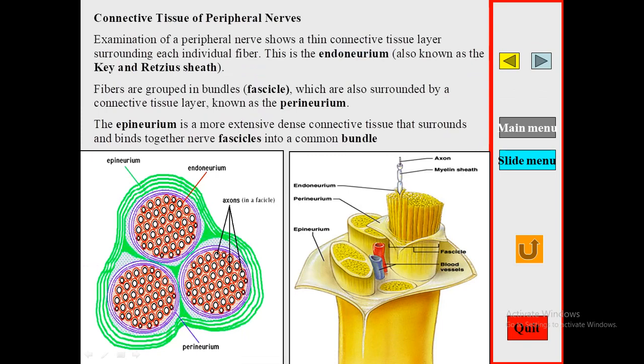Electron microscope. ثم انتقلنا to the connective tissue which wraps the peripheral nerve or the nerve trunk, and we said that a single axon is surrounded by a connective tissue which provides the blood supply for the axons, which is called the endoneurium, while a fascicle or a group of axons usually is surrounded by a connective tissue which is called the perineurium, while the whole nerve is surrounded by the epineurium.